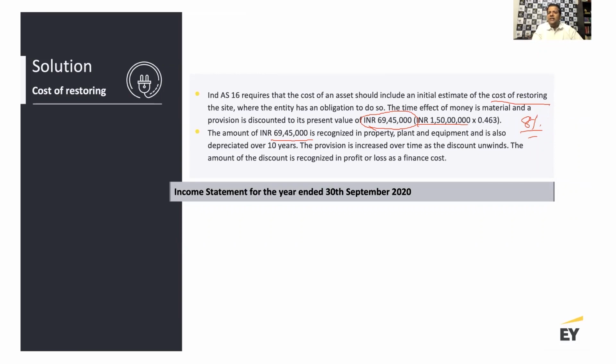The provision is increased over time as the discount unwinds. At the end of the day, I have to spend how much? 1.5 crores. And I have only capitalized here 69,45,000. That means I need to also provide for an interest cost by way of unwinding of discount at the rate of 8%. This is nothing but a simple present value accounting concept.